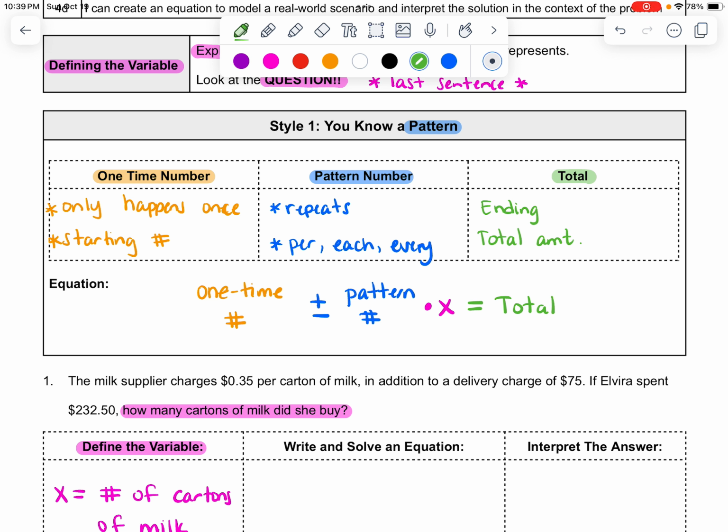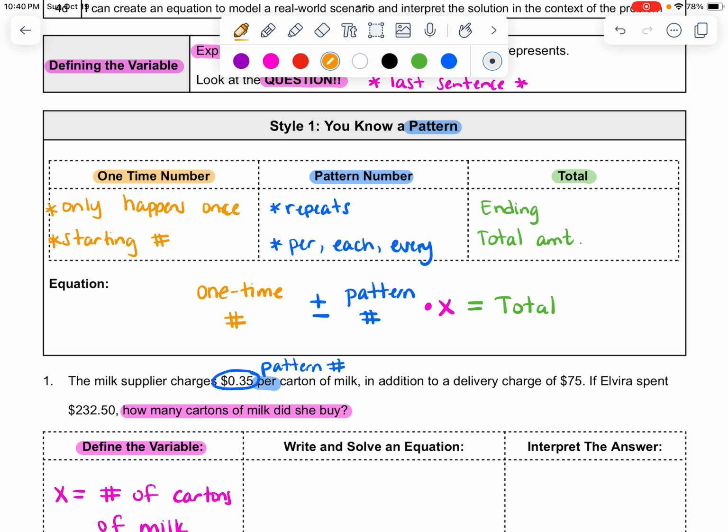So let's go back to that problem we already read. It says the milk supplier charges 35 cents per carton of milk, in addition to a delivery charge of $75. If Elvira spent $232.50, how many cartons of milk did she buy? Now there are 3 numbers here. The first number is going to be a pattern number. You'll see the word per here. That tells me that this number right here is a pattern number. So I'm going to circle it and I'm going to write the word pattern number by that.